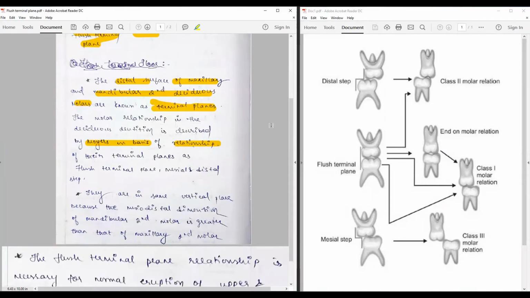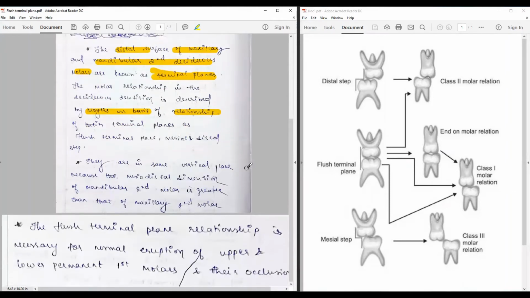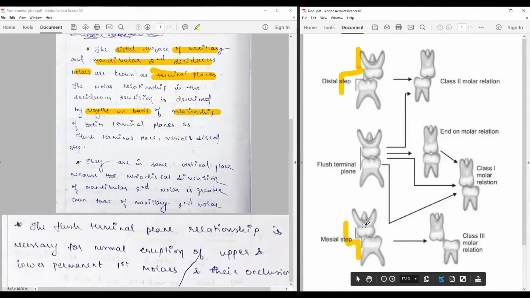and it can be forming three patterns. One is straight, when the distal surface of the maxillary second molar and deciduous mandibular second molar are straight, it is called a flush terminal plane. If the maxillary is a little bit ahead and the mandibular is a little bit backward, then it forms what we call a distal step. And a mesial step is when the mandibular molar is ahead of the maxilla. It forms a mesial step. So these are the three levels possible.